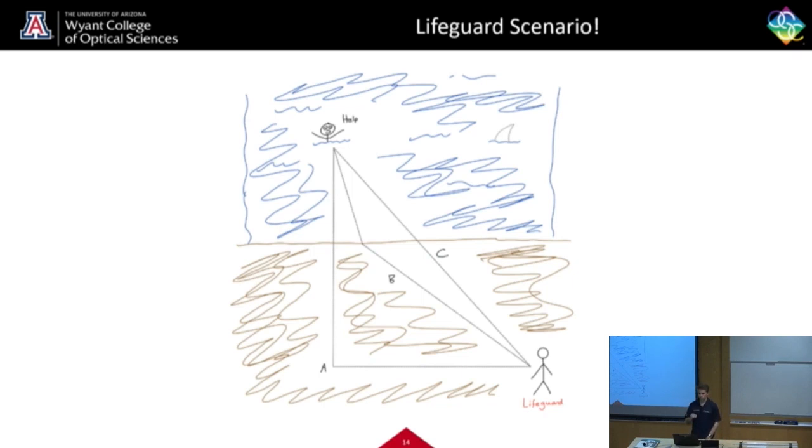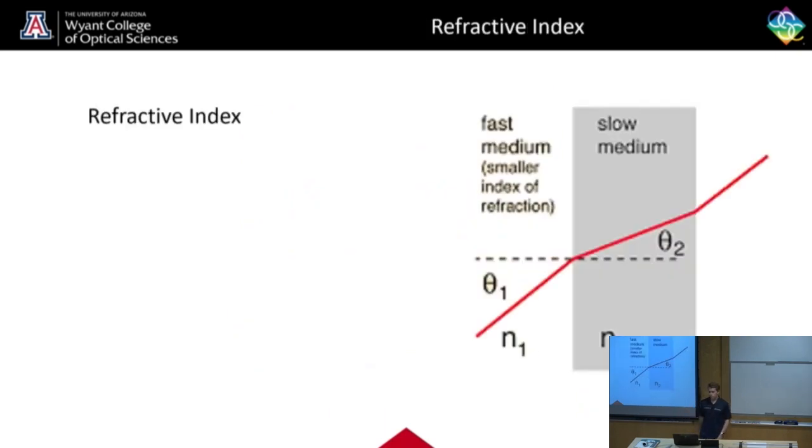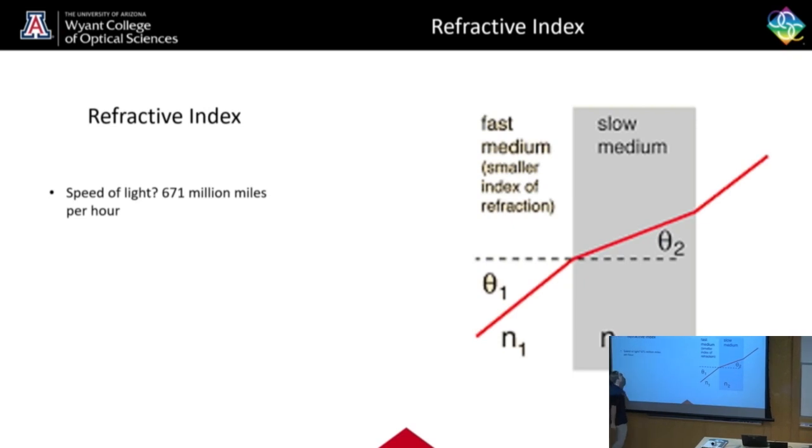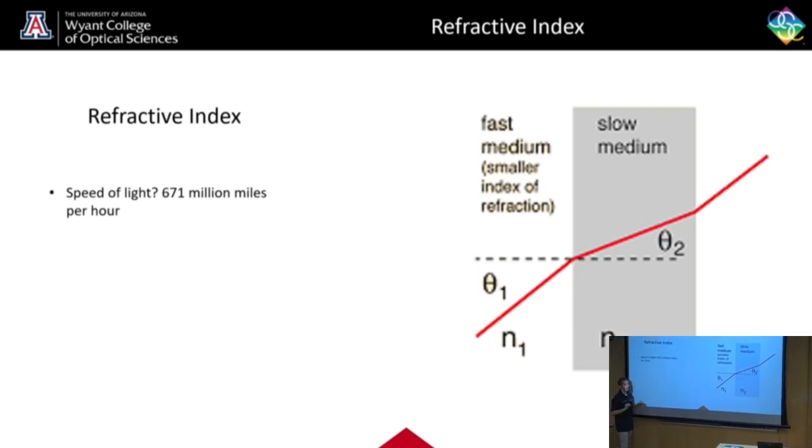Now what does that mean? What does it mean for light to travel as quickly as possible like in the scenario? Well, it can be explained by the concept of refractive index. The speed of light, when it's in air, is 671 million miles per hour. We don't even have a gauge of how fast that is. But when light enters a material or a medium that's not air, it's going to slow down. Air or a vacuum is the fastest medium in which light can travel, in which it travels at that speed. And so this is like the water right here in this lifeguard scenario.